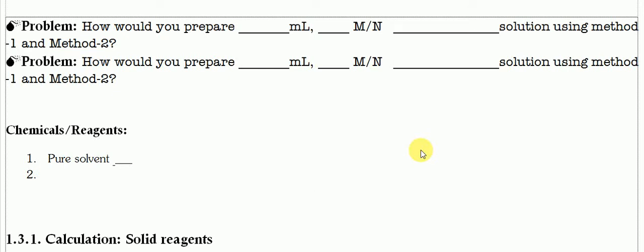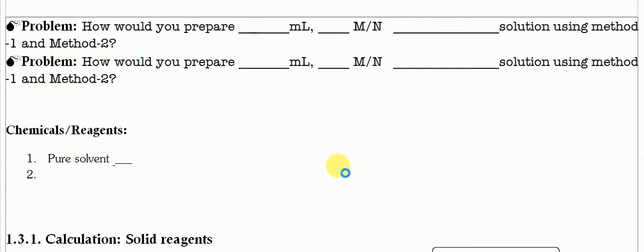Hello everyone. In this tutorial, I am going to demonstrate how to prepare solutions with different concentrations and how to fill up the laboratory manual during the actual practical sessions for the lab Physical Pharmacy 1.